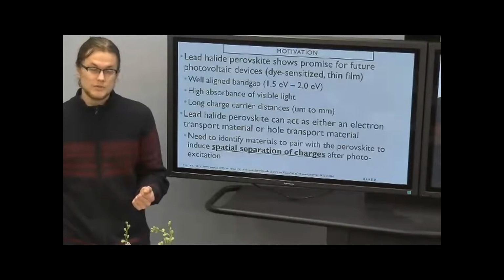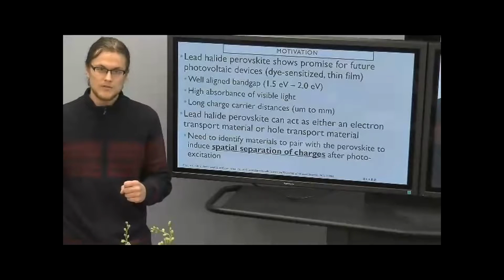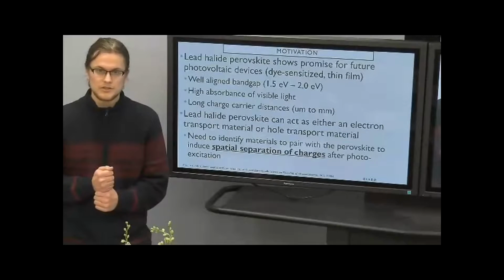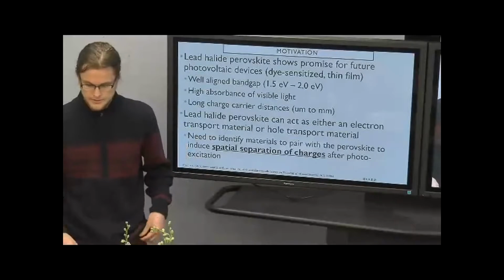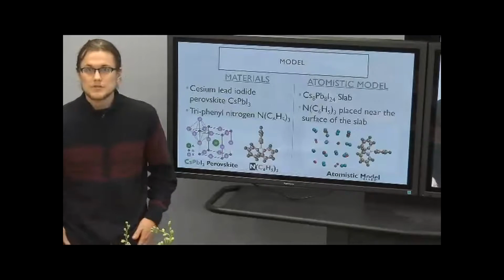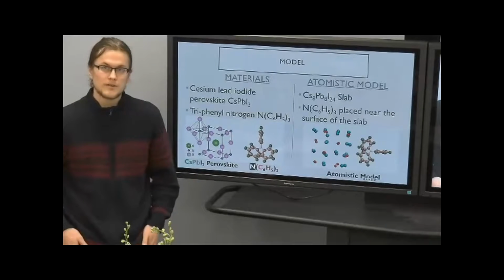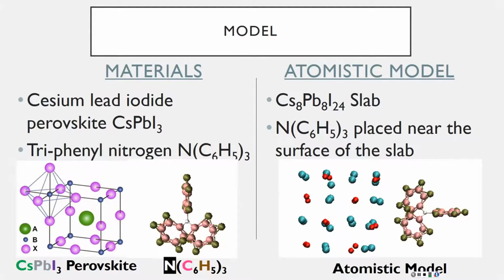Then what we need to do is find molecules to pair with it to extract either the electron or the hole out of it, to do spatial separation of the charges so that we can run them through the circuits of the solar cells to get power. For the models I use, specifically, I use cesium lead iodine perovskite, CsPbI3. And for the organic dye molecule, I just chose triphenylamine because it's the simplest dye molecule I could look at to begin with.